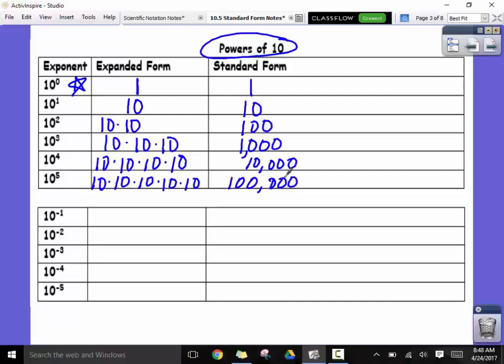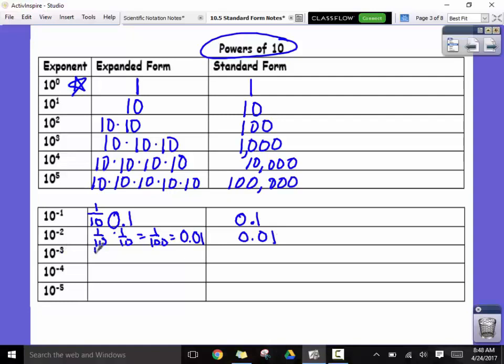Okay, now with the negative exponents, 10 to the negative first power is actually 0.1 because it's really 1 over 10. Okay, and that would be right here, 0.1. 10 to the negative second power is 1/10 times 1/10, which is 1/100th, which is 0.01. I'll just write that again over here. Hopefully you kind of see a pattern that's going on.